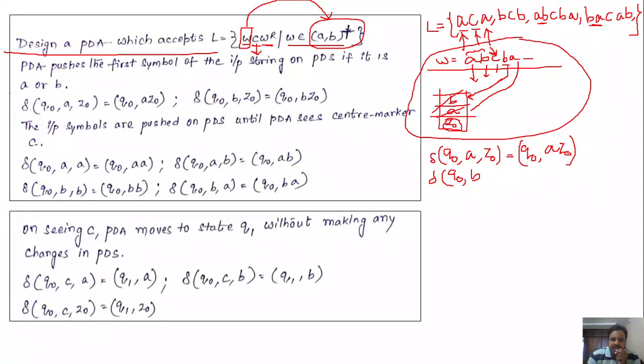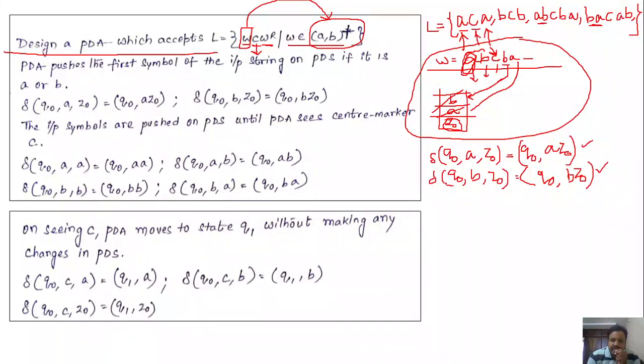Next, if the input is B in q naught and the stack content is Z naught, that means this is the case where we get the first symbol as B in q naught. So you will be in the state q naught and push B Z naught onto the stack. So if the first input symbol is A, we execute the first rule, and if the first input symbol is B, we execute this one, right?